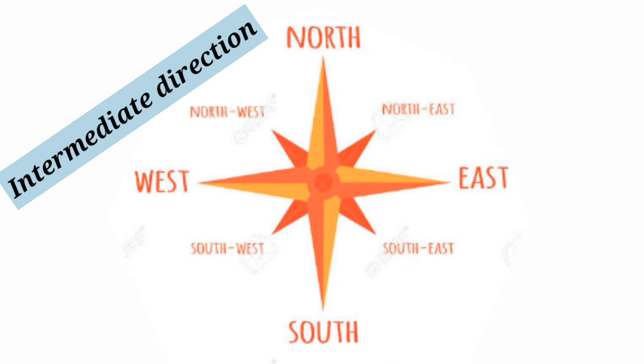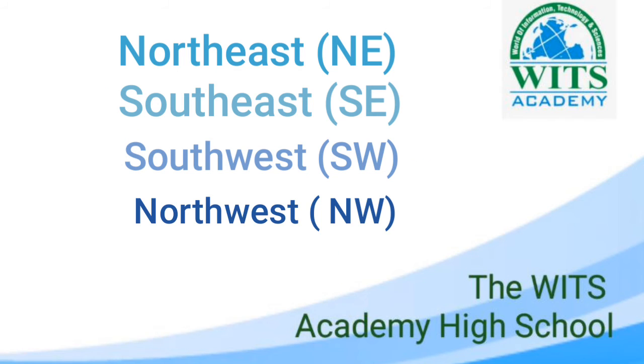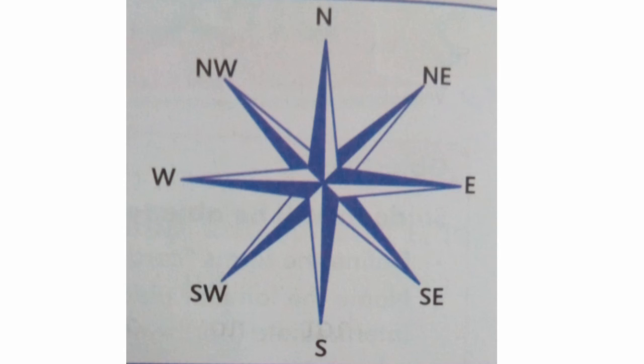So, between these primary directions, there are intermediate directions. Like that, northeast, southeast, southwest, northwest. Look at the compass rose. This figure shows the cardinal and intermediate directions on a map.